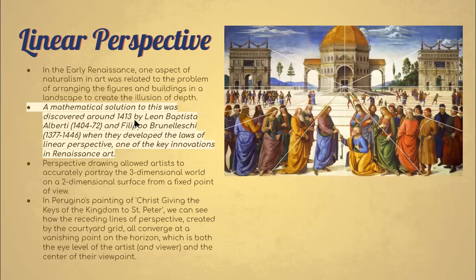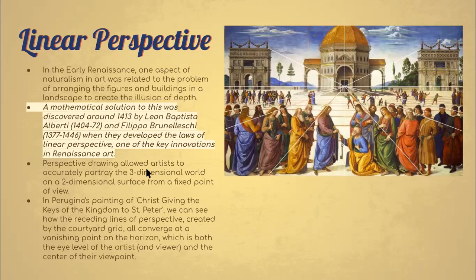So basically a mathematical solution to this was discovered around 1413 by Leon Battista Alberti and Filippo Brunelleschi, okay, when they developed the laws of linear perspective. So these two guys, and primarily Filippo, were the leaders of developing linear perspective and one-point perspective in particular. Okay, this is just the beginnings, all right?